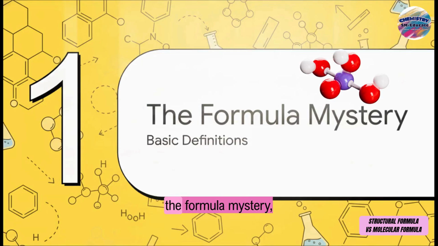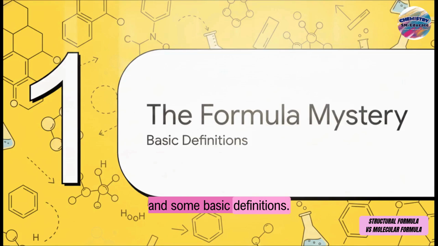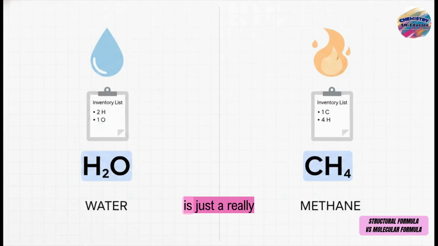All right, part one, the formula mystery, and some basic definitions. At its core, a chemical formula is just a really handy shorthand for representing a substance using symbols and numbers. It tells us exactly which elements are hanging out together and how many atoms of each are there. Take water, for instance. We all know it as H2O, right? Meaning 2 hydrogen atoms and 1 oxygen atom. Or methane, CH4, 1 carbon, 4 hydrogens. Think of this as chemistry's basic inventory system. But as we're about to see, this simple inventory doesn't even come close to telling the whole story.